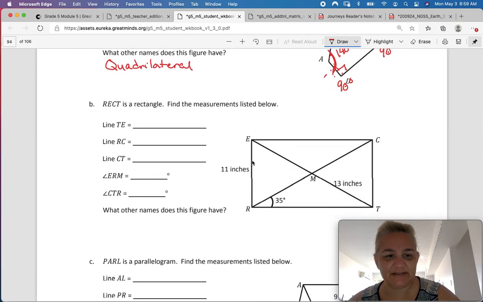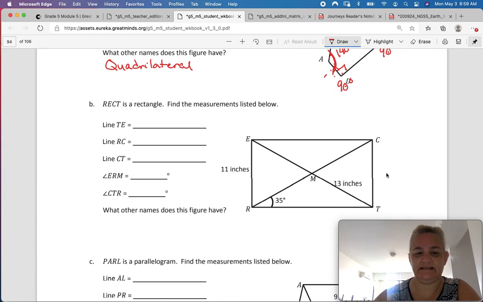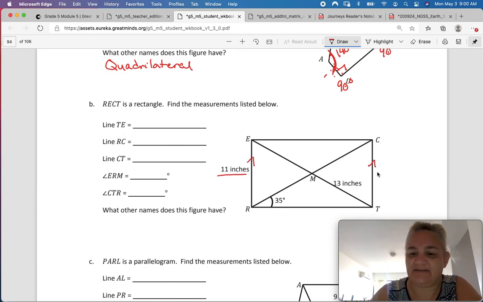RECT is a rectangle. RECT. Find the measurements listed below. Line T to E. Okay, so if this is 11 inches, this is a rectangle, so this and this have to be the same. So this is also 11 inches. Okay.